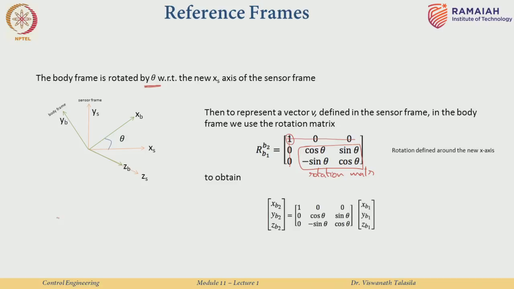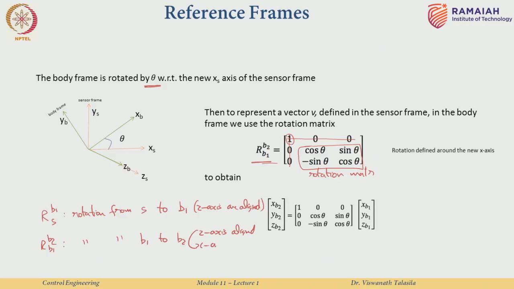In the previous example, we had this rotation matrix with the notation RSB1, which means it is a rotation or a transformation from the sensor frame S to the body frame B1, where the z axes are aligned. In this slide, we have RB1B2. This is a rotation from the B1 reference frame to the B2 reference frame, where the z axis is aligned as before, and now we are aligning the x axis as well. So, now two axes are aligned, and you can see that over here, both the z and the x axes are aligned after you apply the rotation.